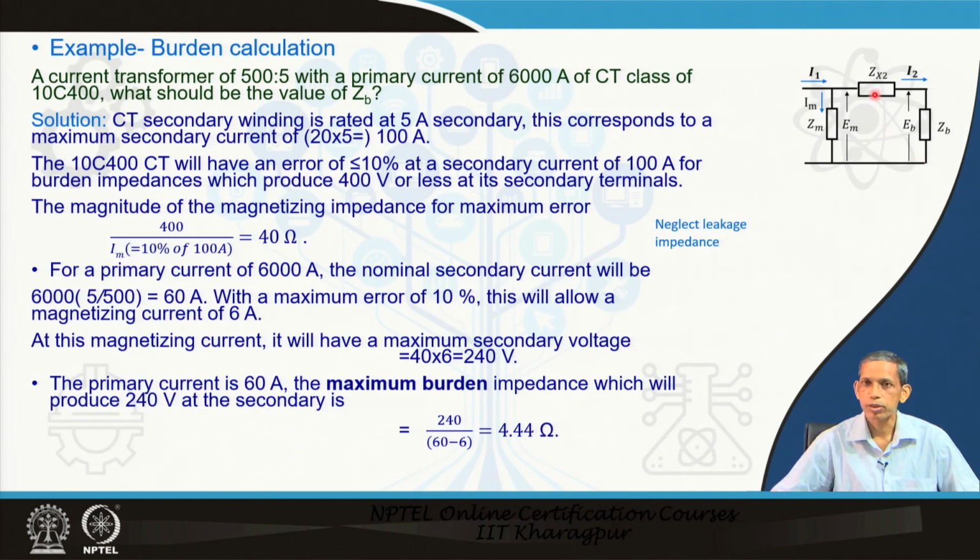That is, ZX2 we have neglected, and that is as usual also. So, if we calculate this way, the burden impedance is found to be 4.44 ohm, and that is the maximum one. If the burden impedance is less than that, then the error will be less than 10%. If it is more than that, the error will be more than 10%. For that kind of CT, the lead and the number of relays, and the way they are connected, should be such that the burden impedance does not exceed this 4.44 ohm.